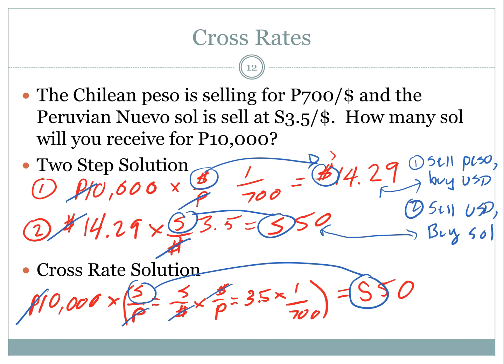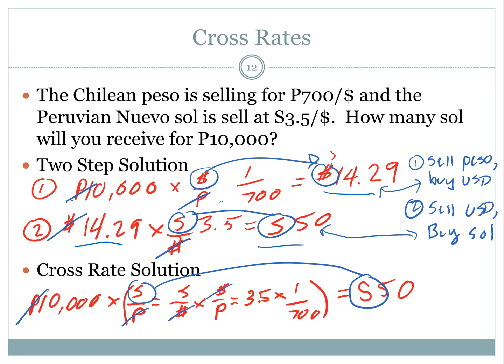So the two-step process is if you have two currencies, they're not quoted in dollars, but you show up in an American airport. You could just sell one, buy dollars, use the dollars to buy the second currency. So if I want to go from pesos to sol, I can just pretend I sell the pesos and I get dollars, and then I sell the dollars and I get sol.